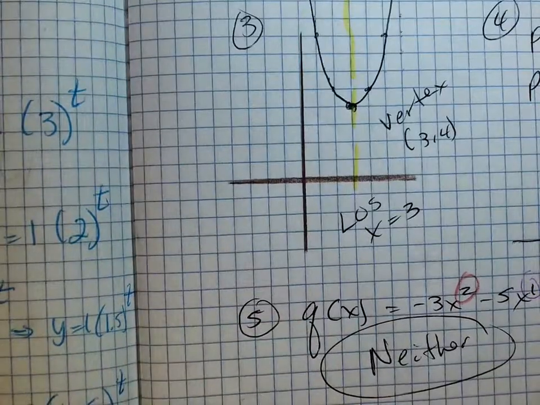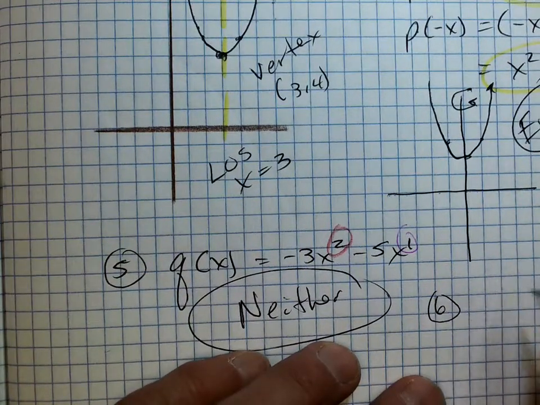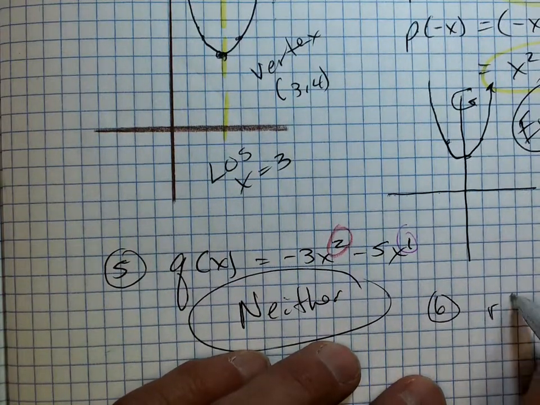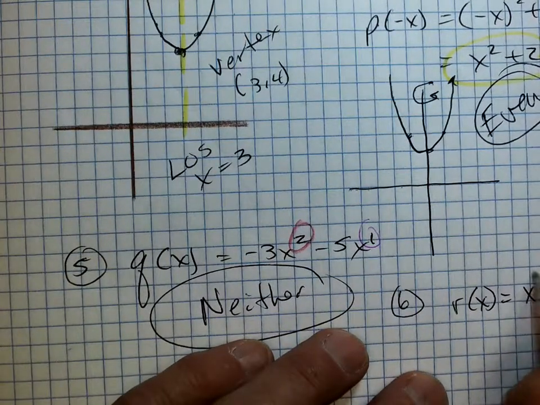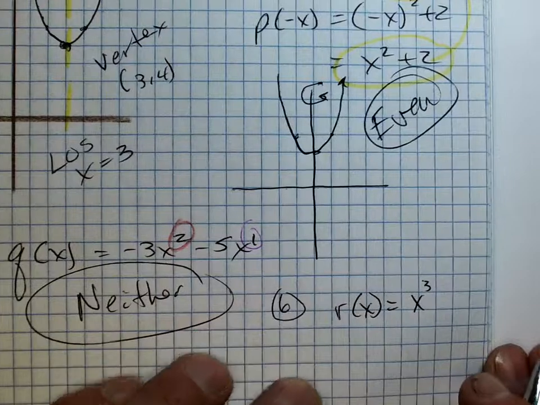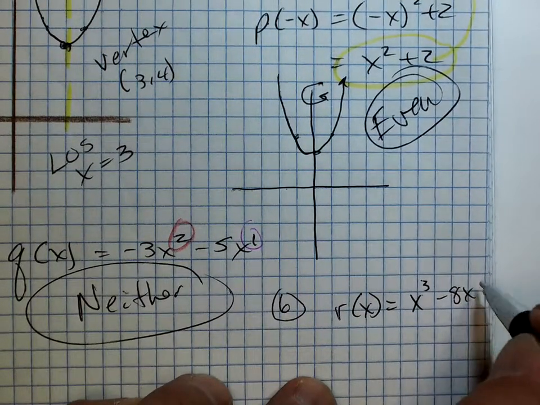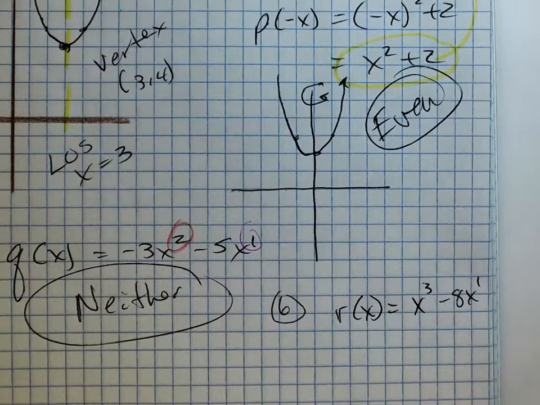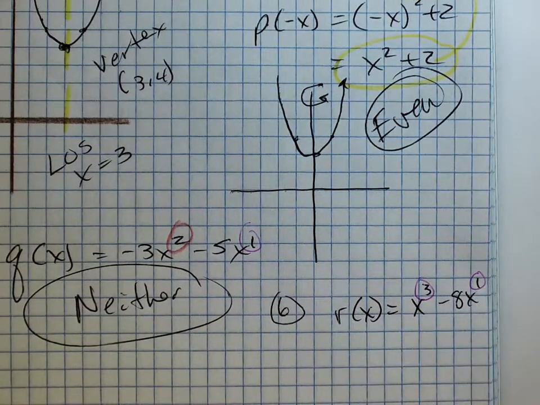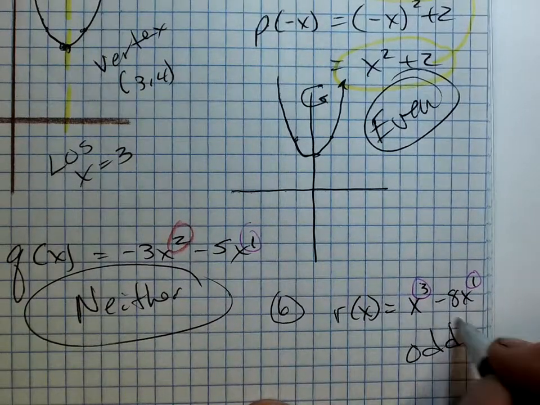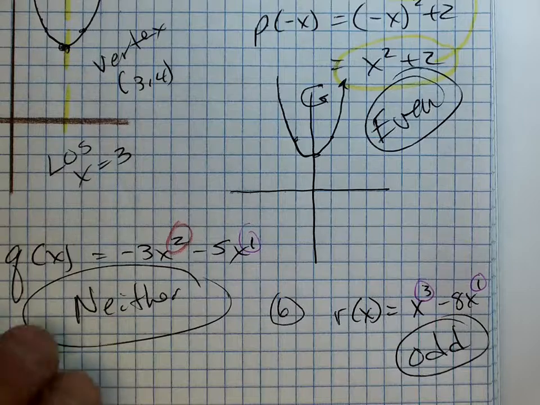Finally, 6, we have r of x equals x cubed minus 8x, 8x to the 1. You guys can't see that, sorry. So I have an odd exponent, another odd exponent. That is definitely going to be odd. If you try to graph it, it's a perfect rotation around the origin.